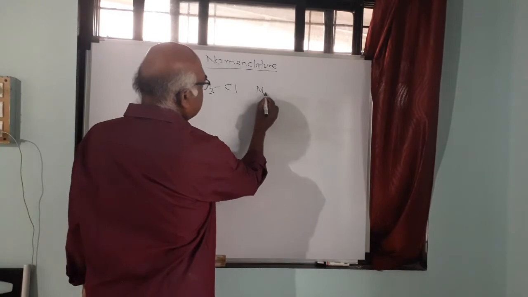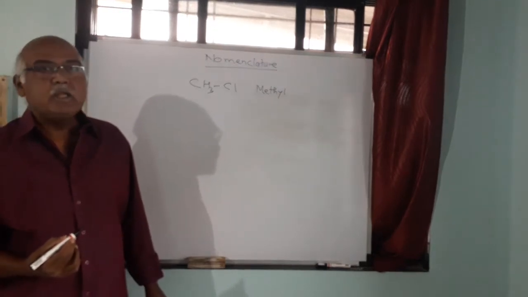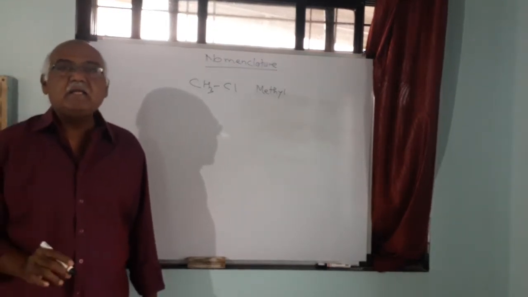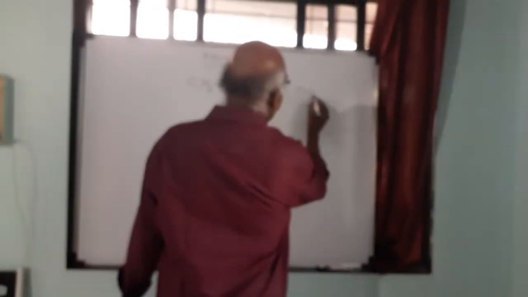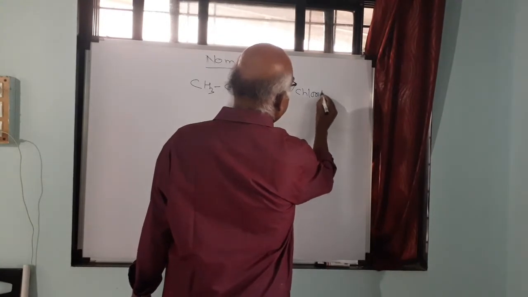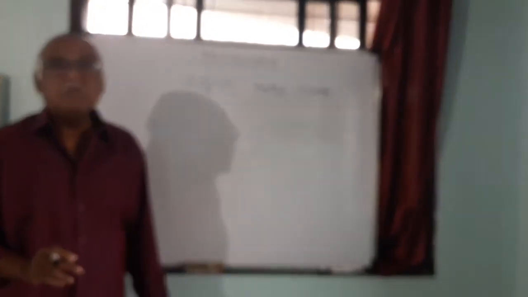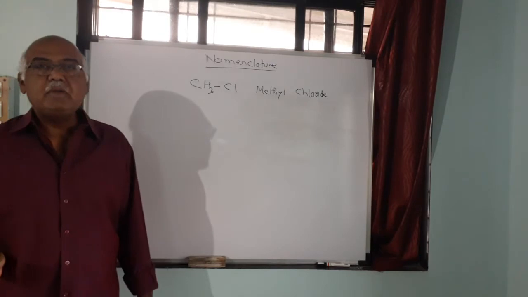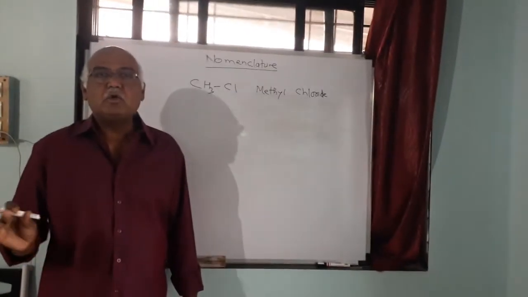So the alkyl group is methyl, so you have to write methyl first, and then the halogen atom is chlorine, which in the form of halide becomes chloride. So this will be methyl chloride. If you take bromine, it will be methyl bromide. If you take iodine, it will be methyl iodide. And as we know, we don't write the alkyl halide containing fluorine, so we are not going to take fluorine. Then this will be methyl chloride.